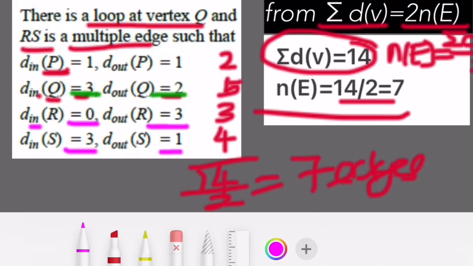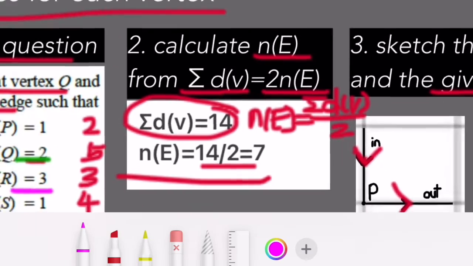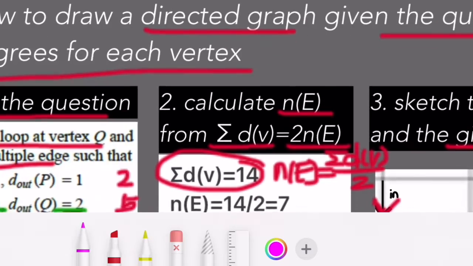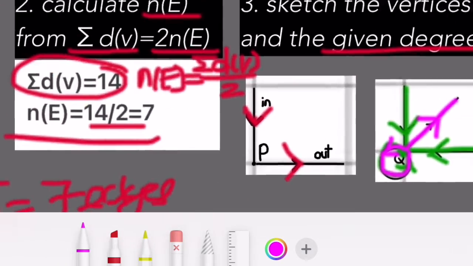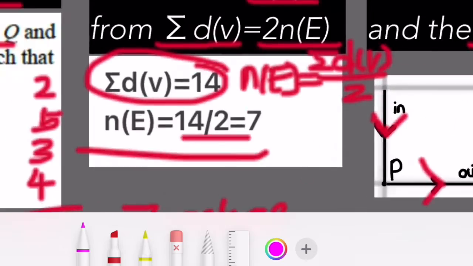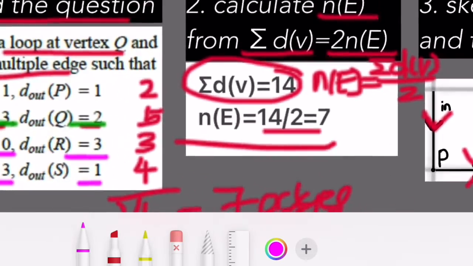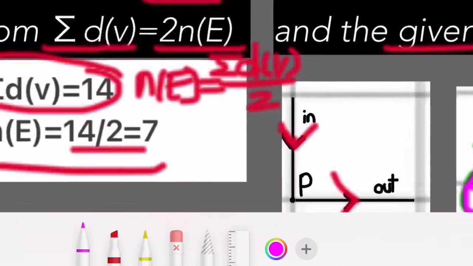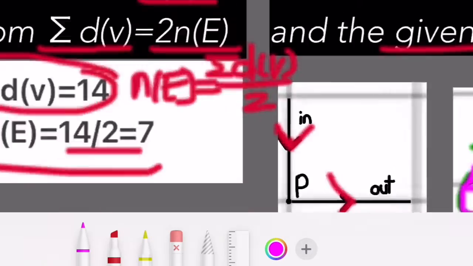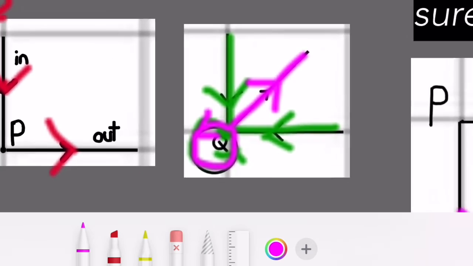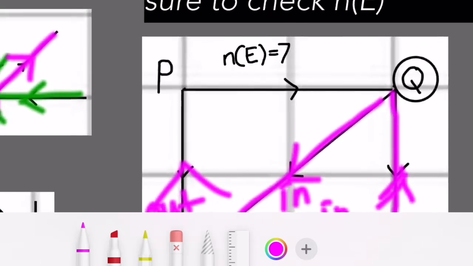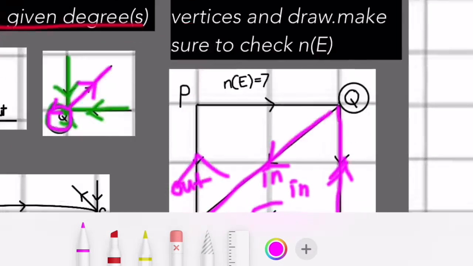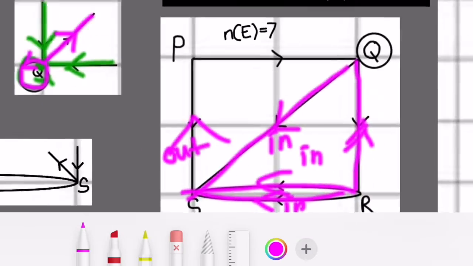Alright. So that's how you draw the directed graph. You have to study the number of degrees, then divide by 2 to get the number of edges, and after that you have to study in and out, and draw the arrow for every vertex, right? Then for a double check, total edges should be 7.